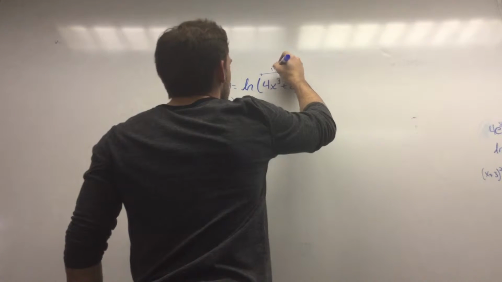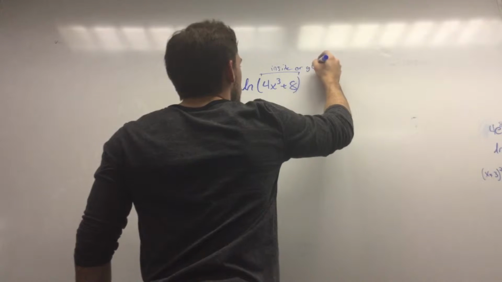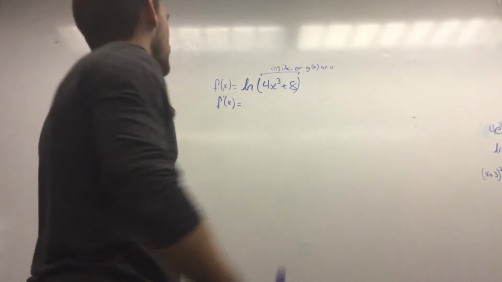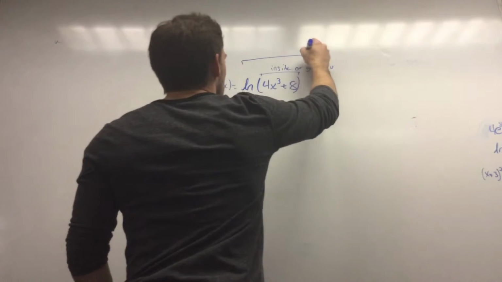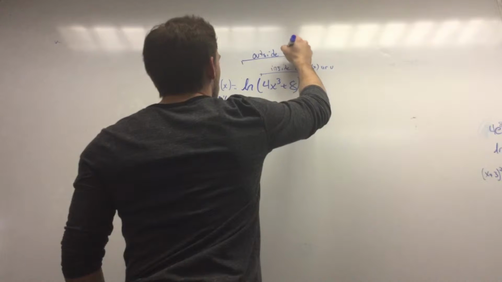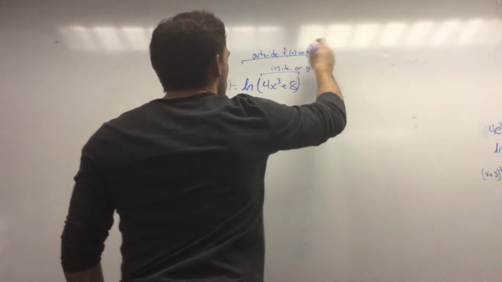So we're going to do this. So we're going to say this is my inside, or my g of x, or my u. It doesn't matter how you represent it. And then this whole rest of it is my outside, which is my f1 of x, or your f of x, or however you want to represent it.